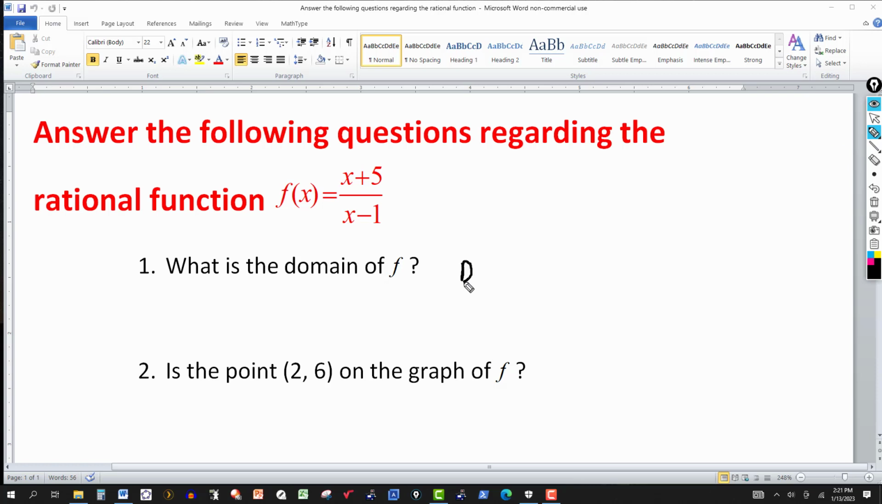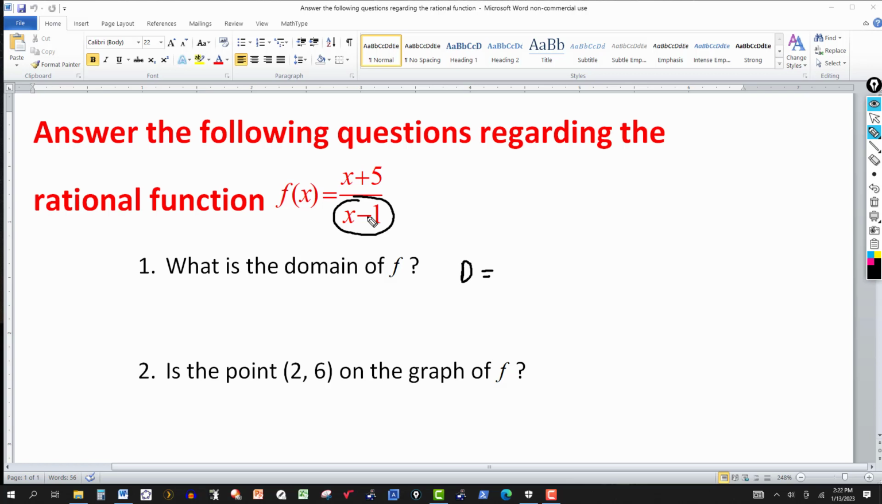For a rational function, you want to make sure you don't include numbers in the domain that make the denominator 0. So all you really have to do for a rational function is look at the denominator. Is there a value for x that will make that denominator 0? Well, if I replace the x by 1, 1 minus 1 gives me 0. You can't divide by 0, so that has to be restricted from the domain. The domain is simply the permissible values of the variable.